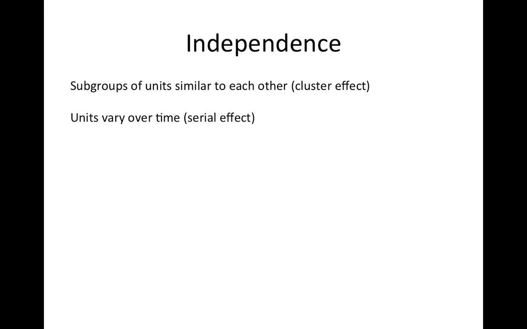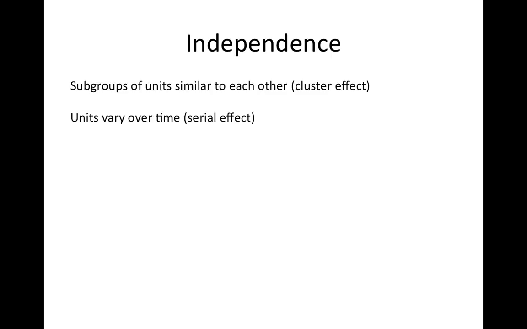The first assumption to touch on is independence. So why might you have a lack of independence? Maybe there are subgroups of units that are similar to each other. You tried to do a simple random sample, but actually you got clusters of people, so every time you selected a particular person, you also got that person's family. So now you don't have independence.